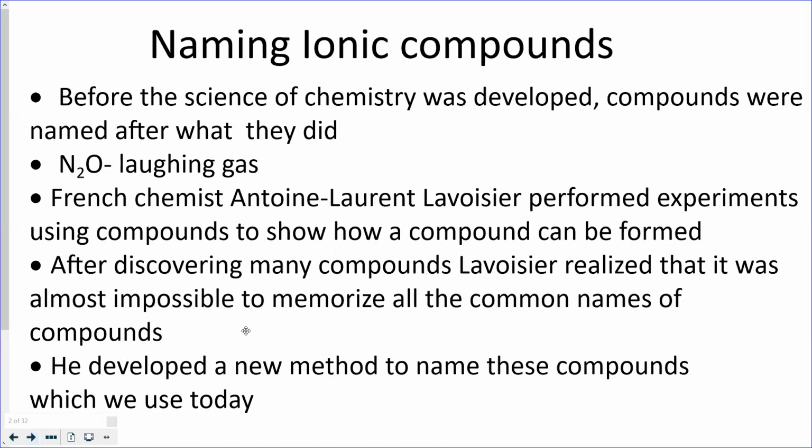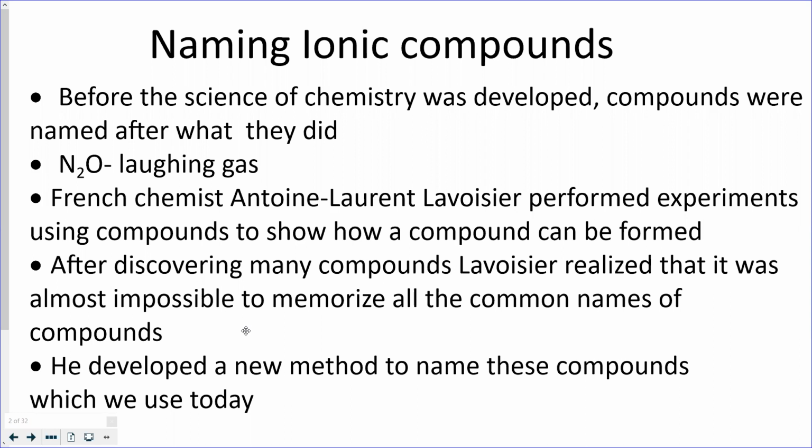So we're going to start off with ionic compounds. These are what we tend to deal with the most, simply because, remember, ionic compounds do contain a metal and a nonmetal, and most of our elements are metals. So we tend to deal with ionic more often than anything else.